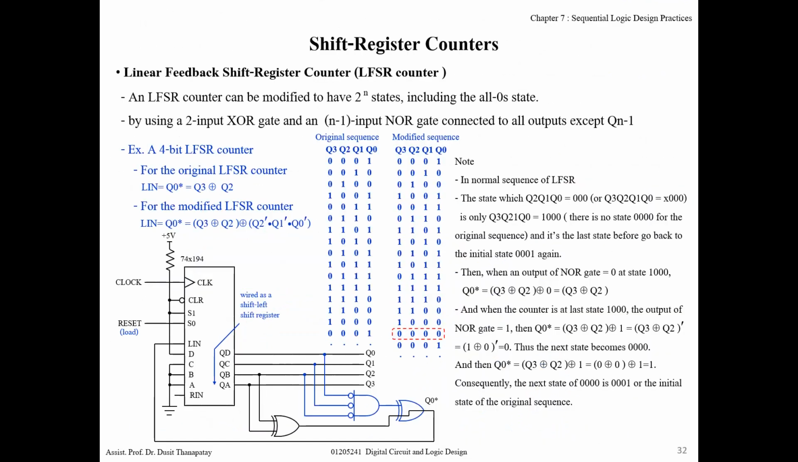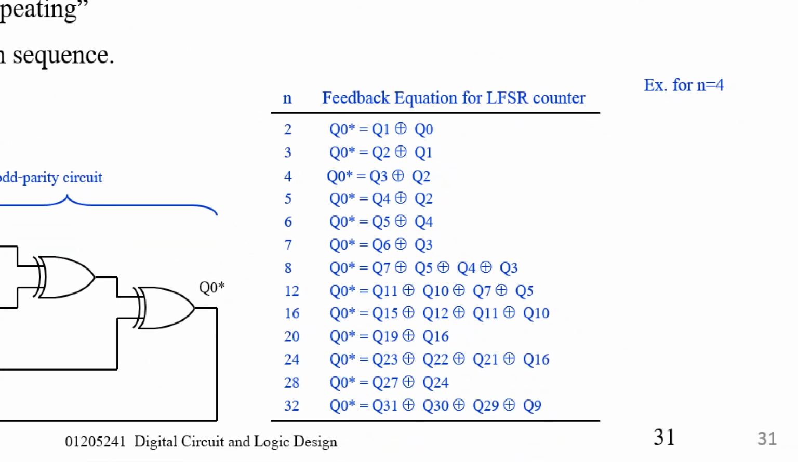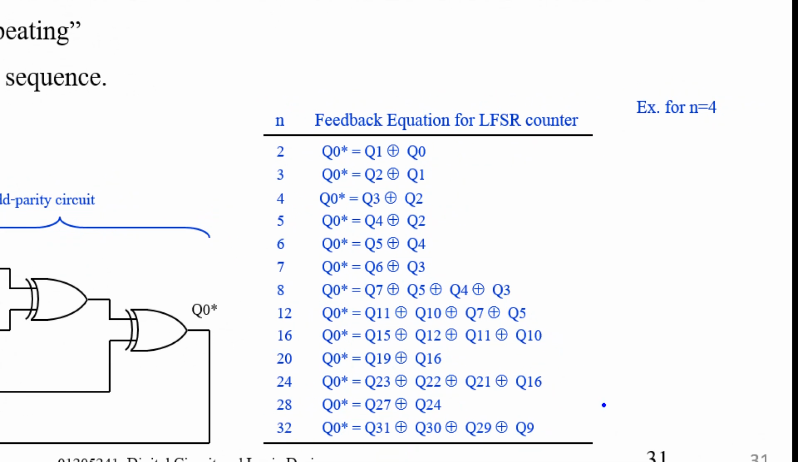For example, start from the initial state, Q3, Q2, Q1, Q0. Now, if the initial state is, for example, 0, 0, 0, 1. Okay. This is shift mode. Okay. So you copy these 3 bits. Shift 0, 0, 1. Okay.